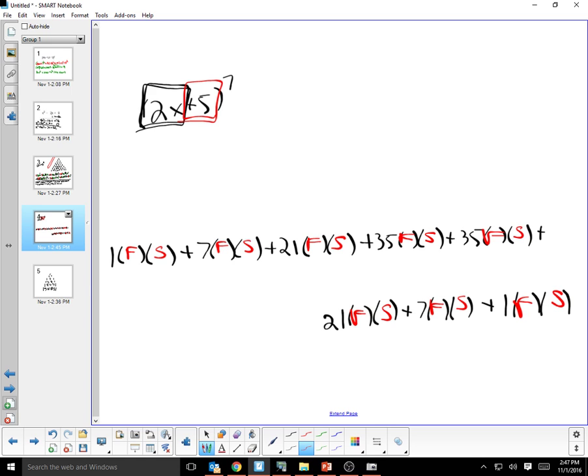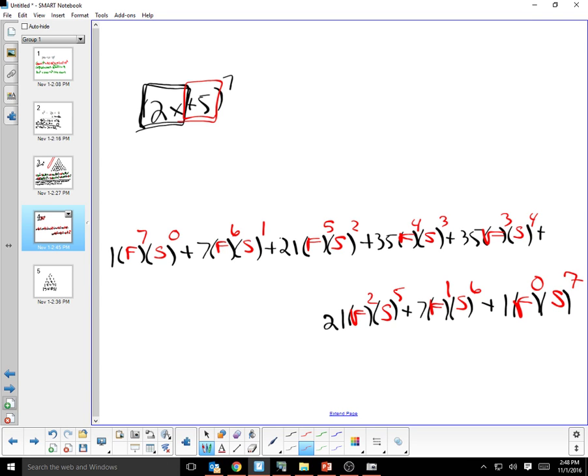When we look at the exponents to those parentheses, for the first one, we're going to start with the highest degree, which is 7. Then it goes 6, 5, and so on down to 0. With the S's, we're going to start with 0, 1, 2, 3, 4, 5, 6, 7. Notice what the degree of every term adds up to. It's always 7.